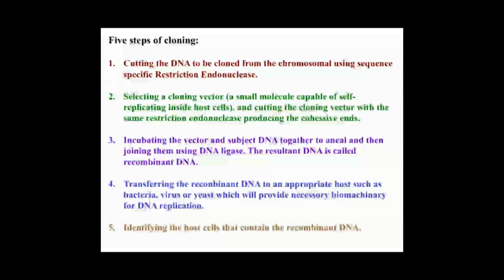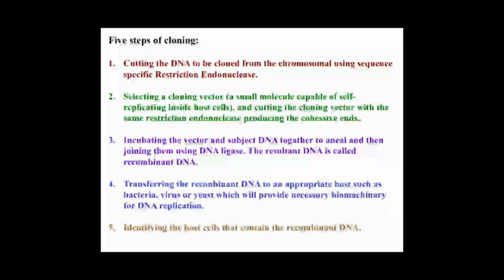Let's walk through the 5 key steps of cloning. First, we start by cutting the DNA we want to clone from the chromosome using a special enzyme called a restriction endonuclease. This enzyme is sequence-specific, meaning it recognizes and cuts at particular sites, which allows us to isolate the specific DNA segment of interest.